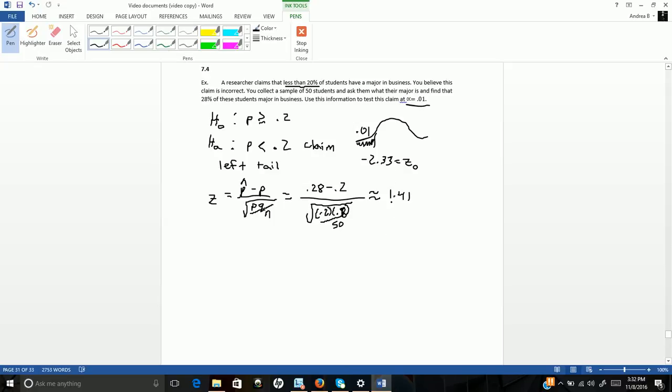And then remember, we have to test to see if that test statistic is in the rejection region or not. So in this particular case, if we look at that 1.41, it is definitely not in the rejection region. So remember, if it's not in the rejection region, that means that we fail to reject the null hypothesis. Remember, the null hypothesis is your h sub 0.